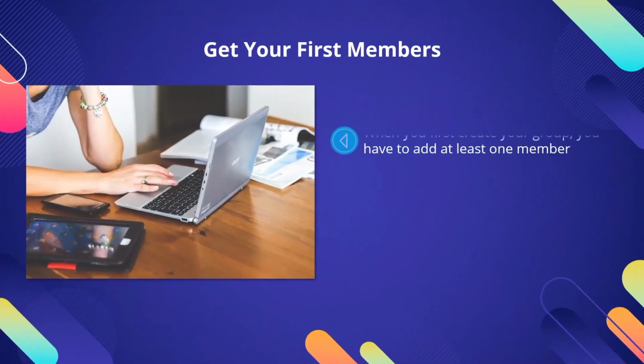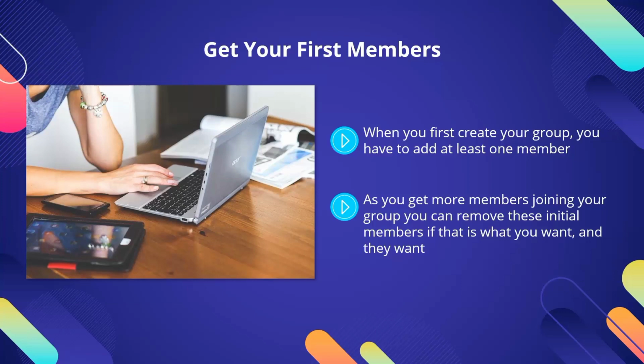Get your first members. When you first create your group, you have to add at least one member. No one will want to join a Facebook group that has only one member, so talk to some of your friends and family and ask them to join before you start to promote your group. Help them out by sending them things to post and teach them to make comments and interact.